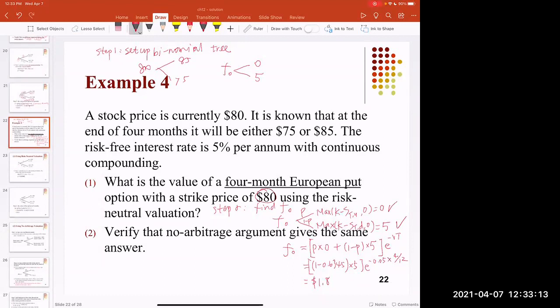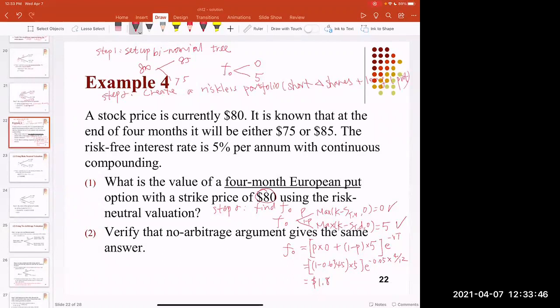So step 2, we're going to create the riskless portfolio, and we're going to do what? We're going to short the other shares. We don't know what the other is, we're going to find it. We're going to short the shares and long one put option. This is a put, right?